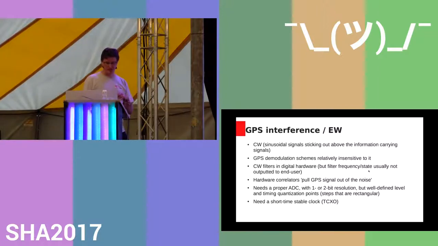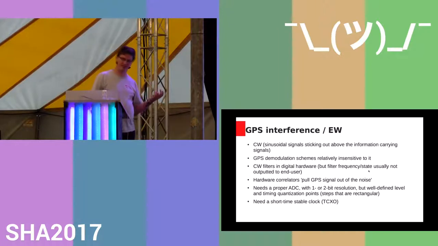You also need a specific ADC. It needs to have 1 or 2 bit resolution with well-defined levels. The decision between what is a 1 and a 0 is much more well-defined on those low resolution ADCs than on the higher precision ones. And you also need a very stable clock, because you have to generate exactly the same clock as used at the GPS satellite to generate the signal and do the correlation, and you have quite a long integration time. So during the correlation time, you have to make sure this clock stays aligned with the other clocks.